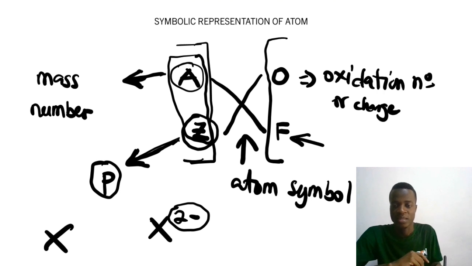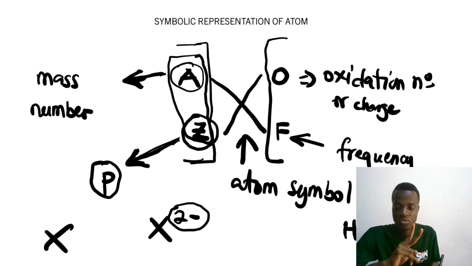What is this down one? Down one is the frequency of the atom. So if I have H2, you see that at the bottom here we have a subscript 2, right? So the frequency of hydrogen here is 2. That's what we talk about. So the frequency is here.